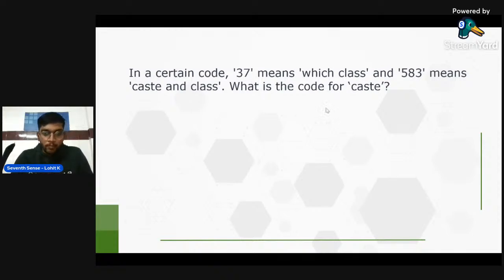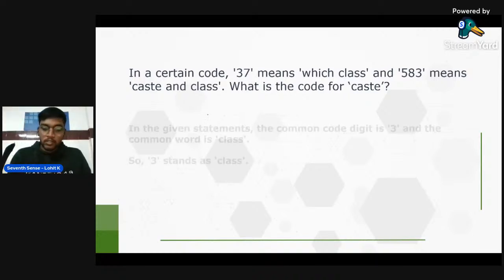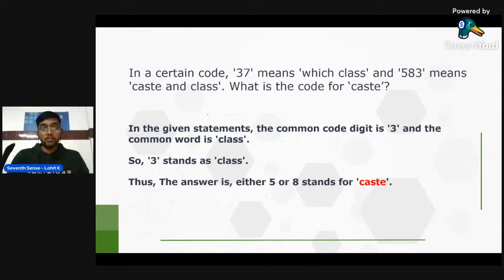When you need to calculate caste here, that means you have to calculate for "and" and "class", right? But can you calculate "and" and "class"? You can only calculate class here from the first sentence, right? You're not going to get the answer for "and" here. You're only going to get the answer for class. So you have to calculate two answers now. So it could be this or it could be this. So here the answer for this will be 5 or 8. You're not going to get a single answer here.